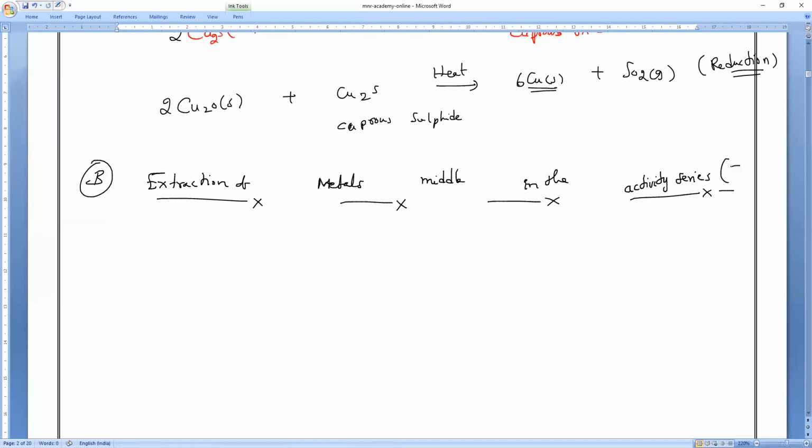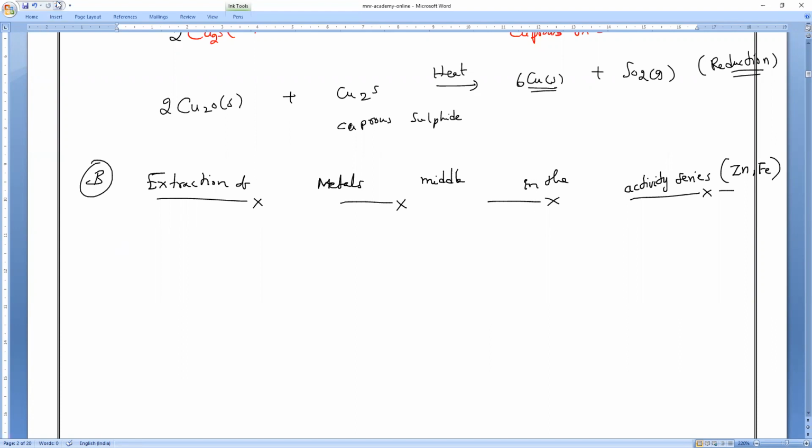So for this, what are the examples? One is zinc, another one is what? Iron. No other metals. Take these only two examples. So zinc and iron are the examples of moderately reactive metals, and they will be found in two kinds.